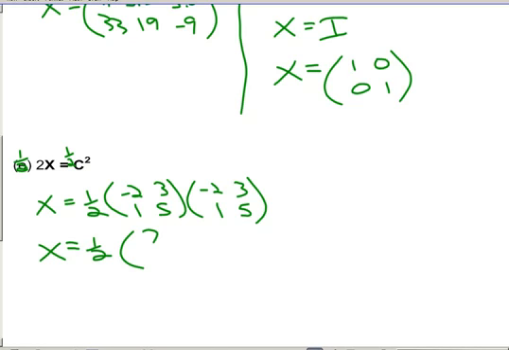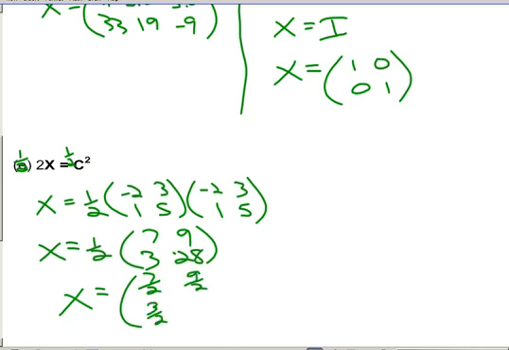Gives us 7 for our first entry. Negative 2 times 3, and then 3 times 5 gives us 9 for our next entry. Okay, 1 times negative 2 and 5 times 1 gives us 3, and then finally 28 for our last entry. So what is x? X is 7 over 2, 9 over 2, 3 over 2, and 28 over 2, which would be 14.